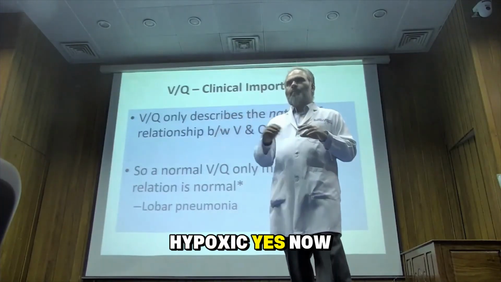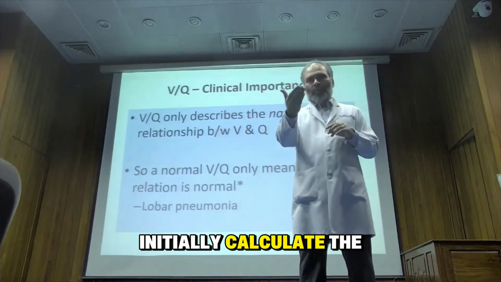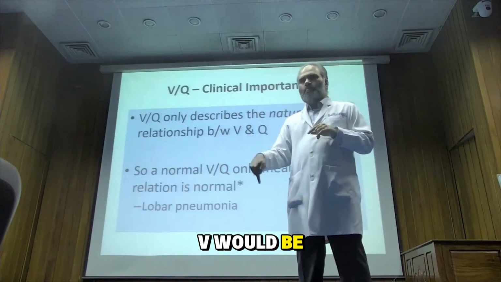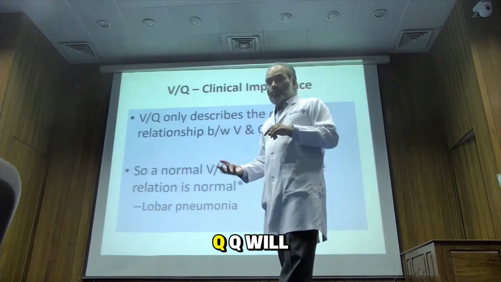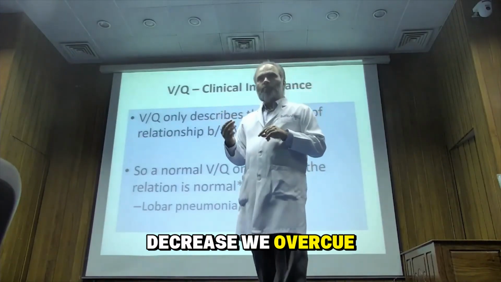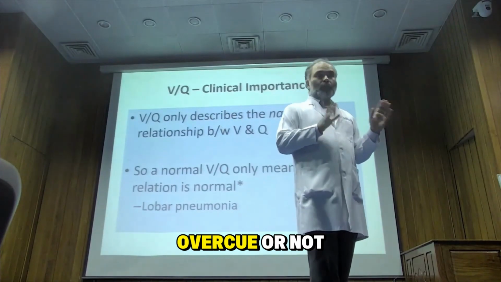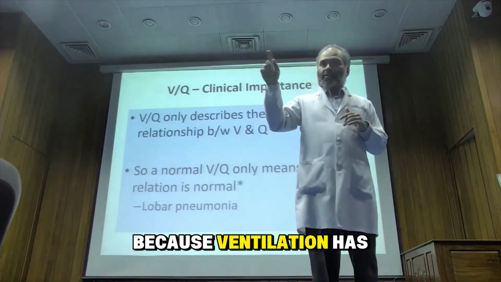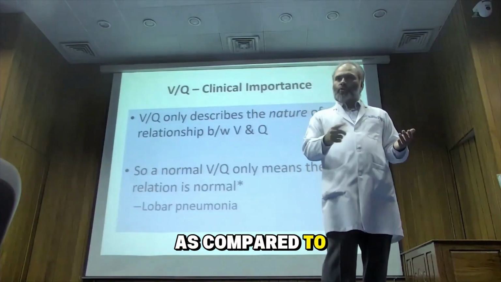Hypoxic, yes. Now, initially, calculate the V over Q. V would be down as compared to Q. Q will be up. So you will have a decreased V over Q. Would you have a decreased V over Q or not? Because ventilation has gone down as compared to Q.